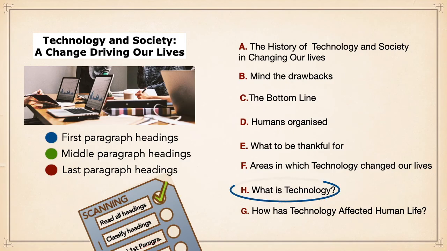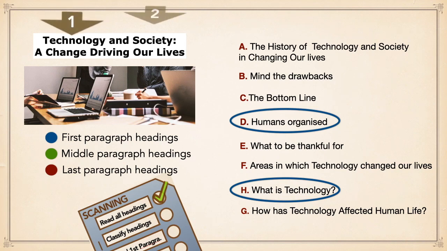So, question as to what is technology? And humans organized most possibly refers to paragraphs defining these two concepts, as technology is mentioned first in the title and society is a way of human organization. So I'll mark these two headings as potentially being the headings for the first paragraph.